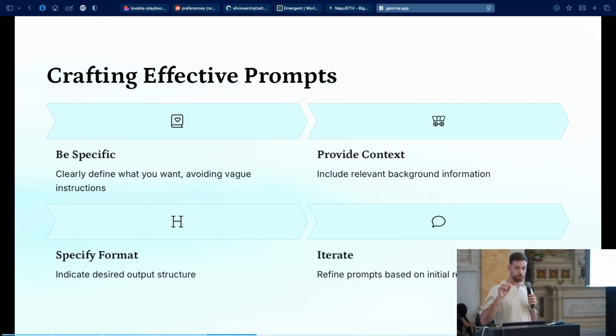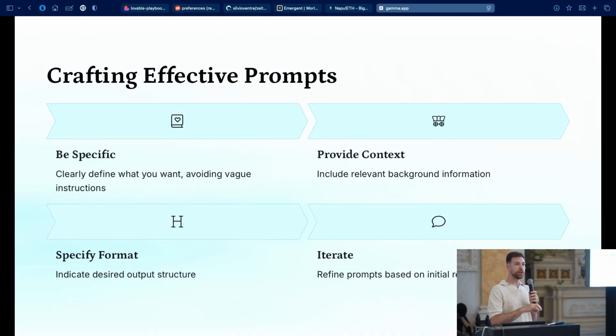Once you provide context, you have also to specify the format. Because if you want to obtain from the model, for example, a table, a spreadsheet, or an exact output, you have to define it. Just because the model doesn't know what you want at the end of the prompt.